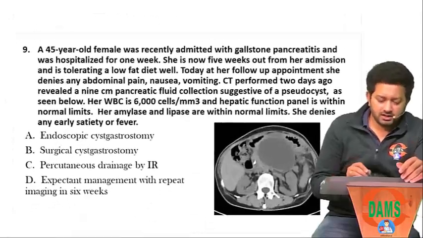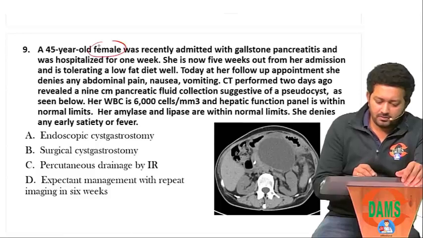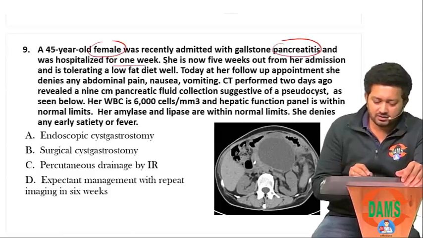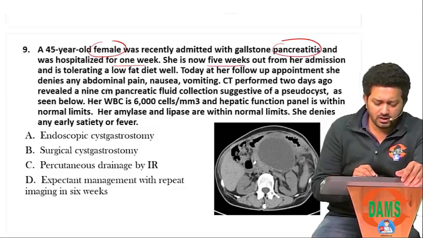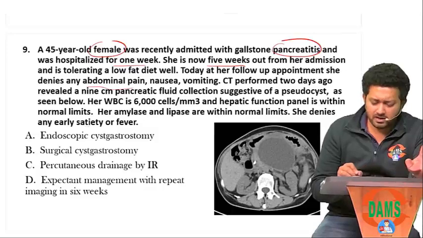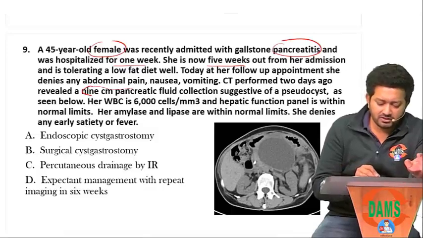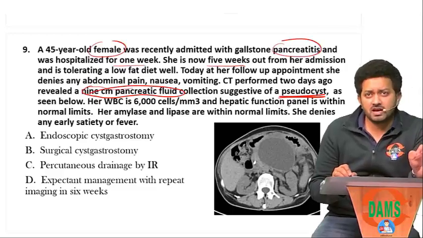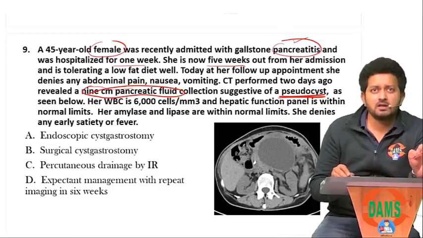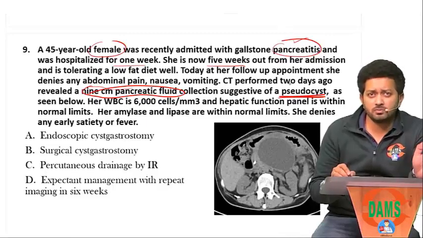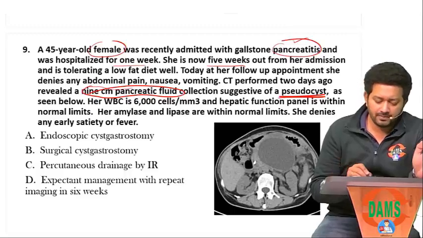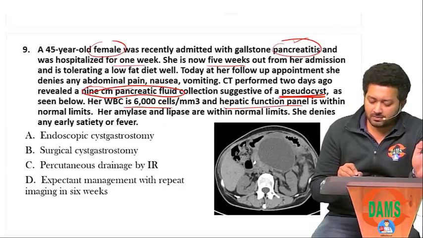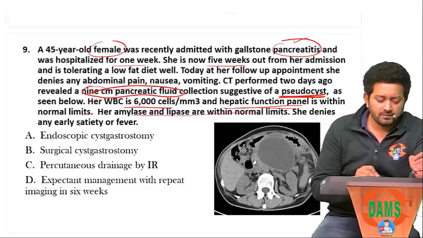Okay, a long question. I'll tell you the basic thing. A female had pancreatitis and was hospitalized. Now 5 weeks after the admission, she is doing fine, with no complaint of pain. A CT was performed, which shows a 9 centimeter pancreatic fluid collection suggestive of a pseudocyst. So she has a pseudocyst post pancreatitis, but she does not have any major problem because of that. She's doing well, she's eating. WBCs are also fine, liver function tests are also normal, amylase, lipase, everything is normal. There is no early satiety or fever.